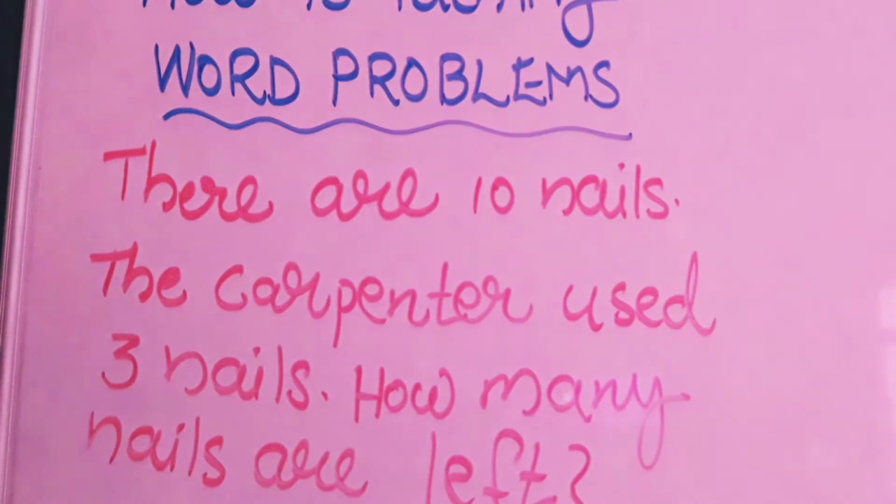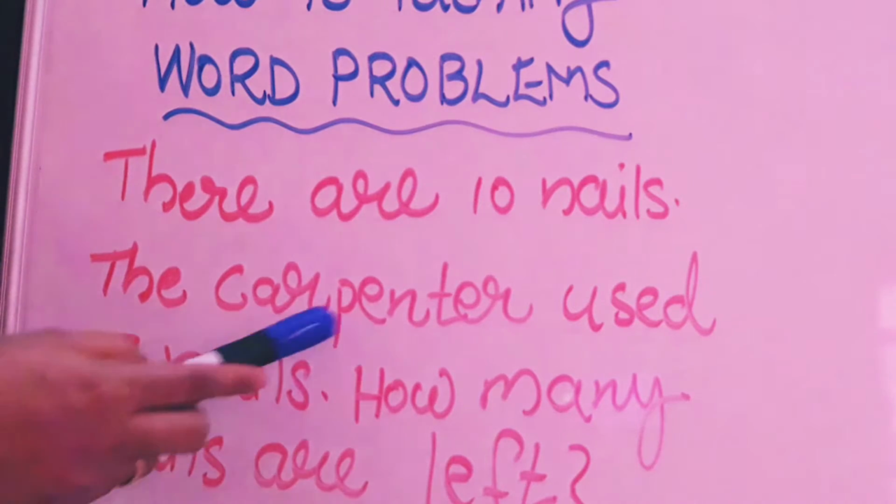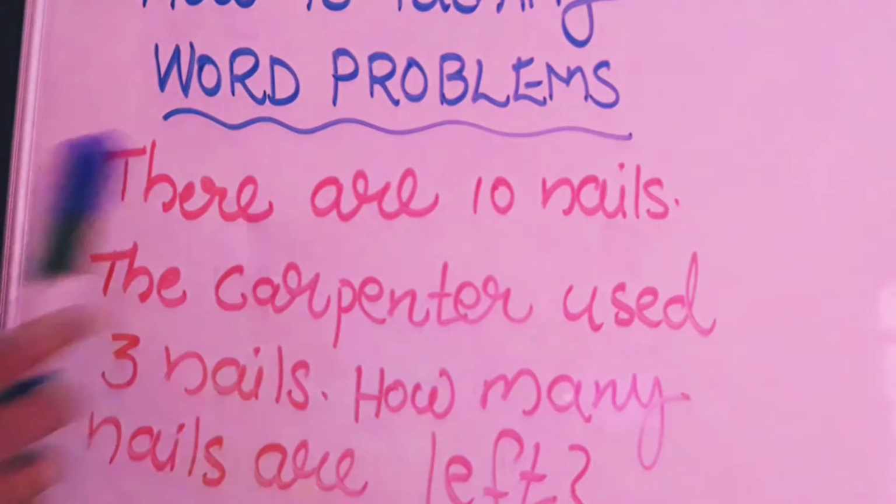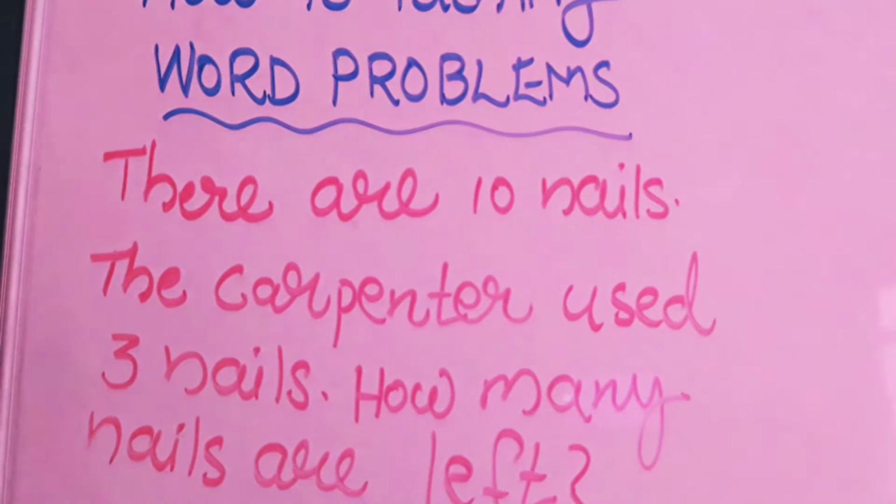Let's see the first example. There are 10 nails. The carpenter used 3 nails. How many nails are left? This is a direct question. So, it is understood left means subtraction. We know already that left and remaining, these two are the key words to identify subtraction word problems.